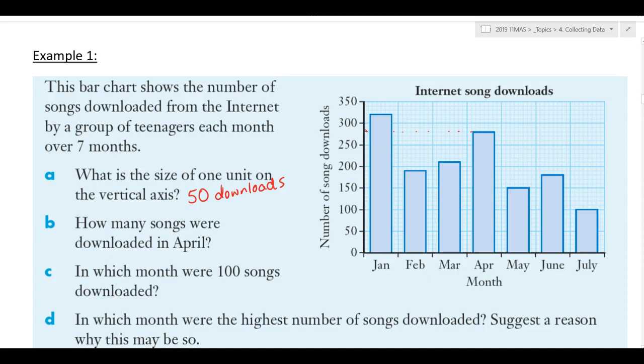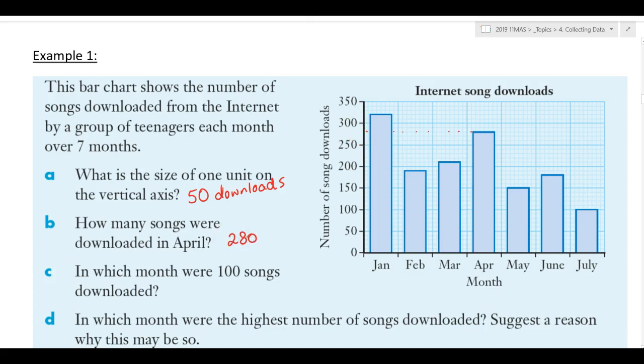Rightio. Now, I've got to be a bit careful here. I can see that I've got 5 little squares that go from 250 to 300. That means that they represent, right, 10 downloads each. So, I am 30 downloads above 250. I'm 280 downloads, or thereabouts.